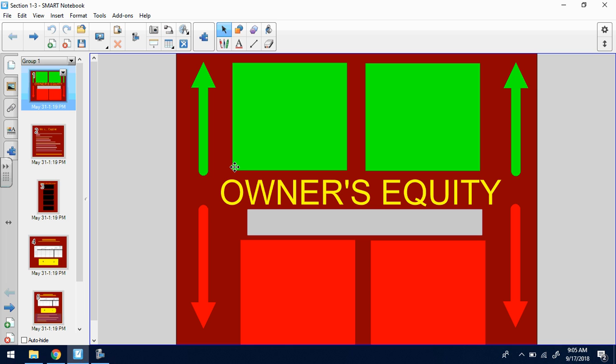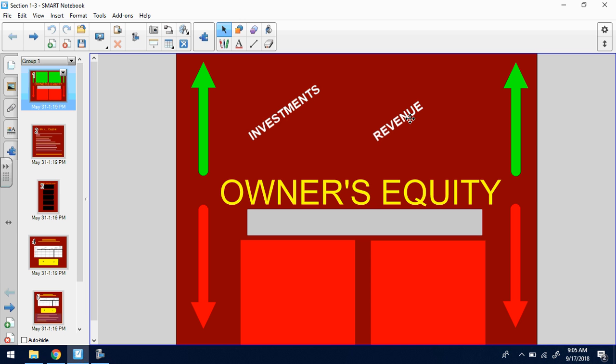There are 4 things that cause capital or owner's equity to change. All right, 2 are positive, 2 are negative. The 2 positives are investments and revenue, and that's money coming into the business. And remember, we've talked about investments is actually going to say the word investment, where the owner brings in money to make the business more valuable.